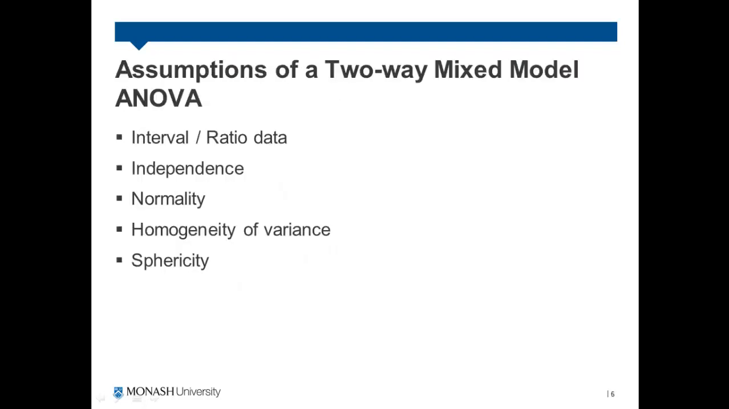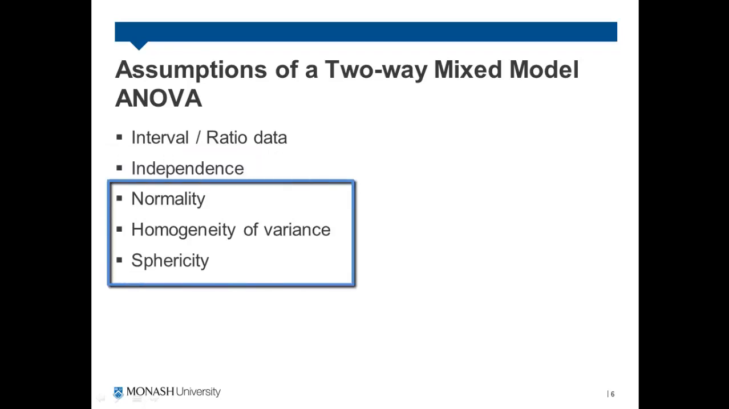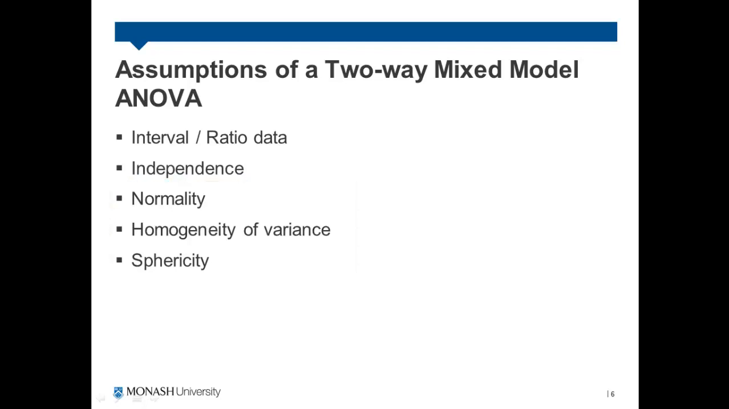There are a number of assumptions associated with the mixed model ANOVA. The first two assumptions are methodological. Interval ratio data just means that the dependent variable must be at least measured on an interval or ratio scale. Independence just means that participants should only participate once in the study and shouldn't influence the participation of others. The next three assumptions, normality, homogeneity of variance, and sphericity, are all testable through SPSS.